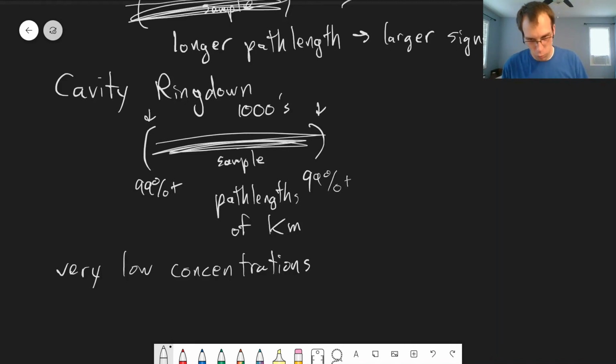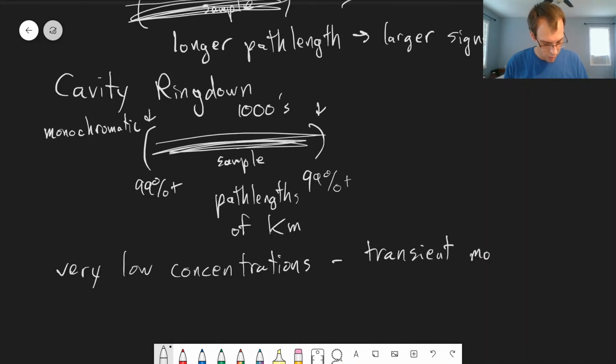But the one key thing is that the fact that the laser is monochromatic actually matters for this experiment, because the cavity can only support certain colors of light at a given time. And so we take advantage of that fact, and our laser has to match up with what's called a ringdown cavity to be able to do this measurement. This is great for things like transient molecules, or van der Waals clusters that you can only make in low concentrations. And so you can measure these things with a technique like this.